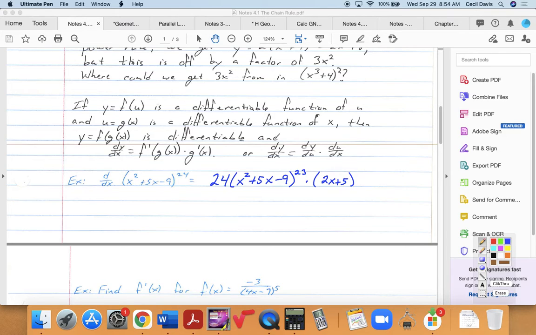I wrote 24x squared plus 120x minus 216. That would be completely wrong. You cannot distribute this 24 across here because this is being raised to the 9th power first. Only if the 24 was to the 9th power also could you distribute the 24.